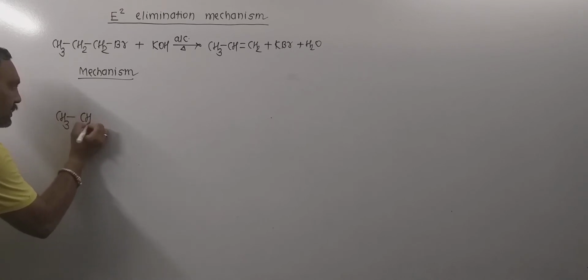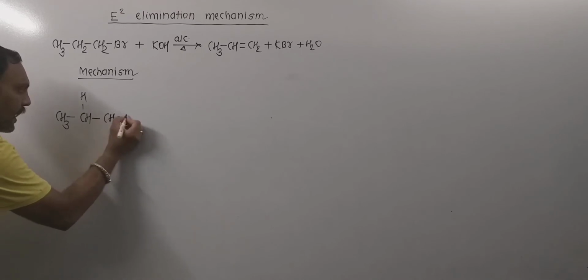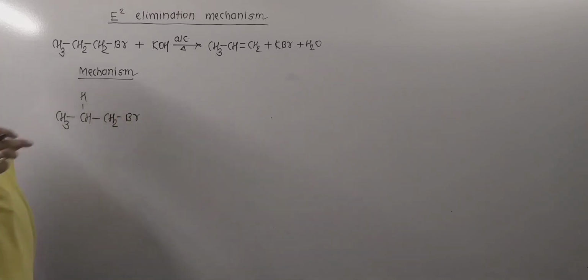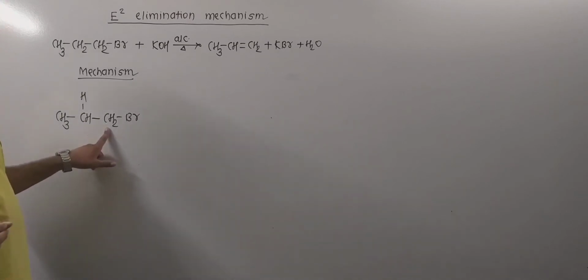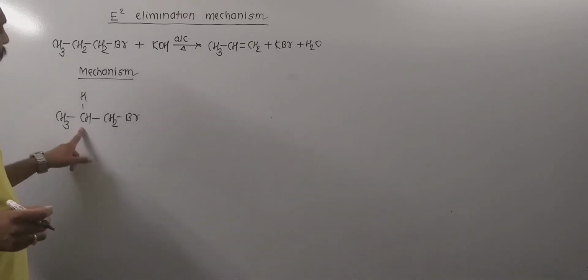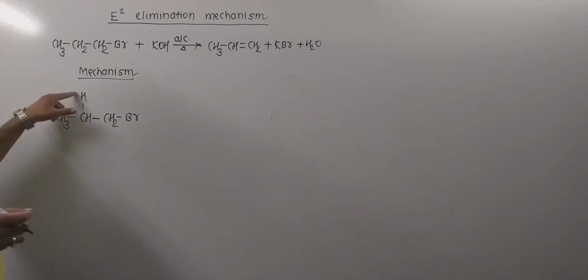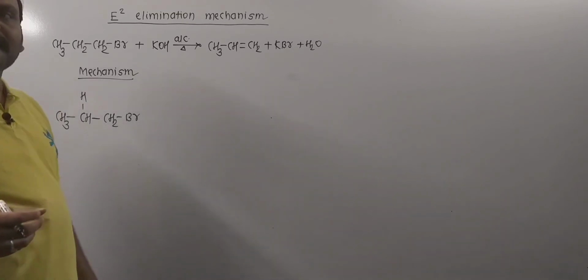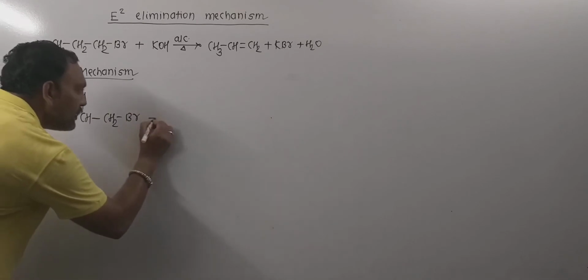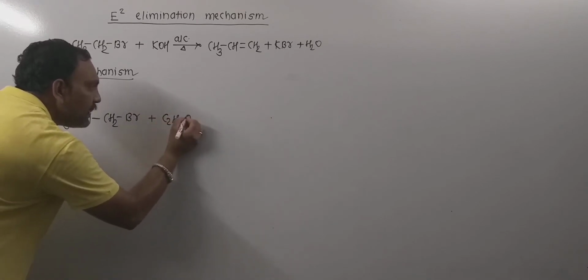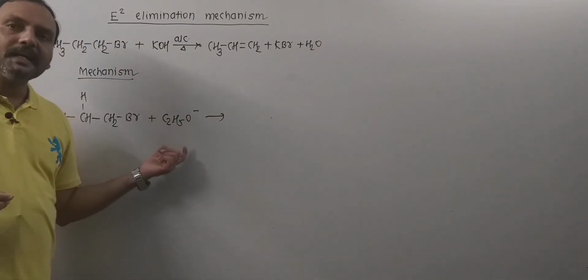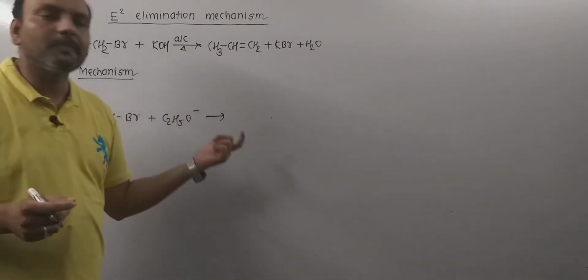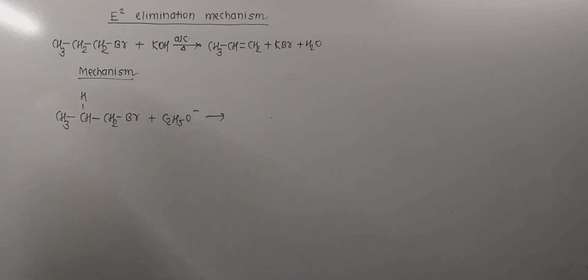So, this is propyl bromide which contains beta hydrogen, and remember, the carbon to which the halogen is attached is said to be alpha, and the carbon adjacent to alpha is known as beta, and this hydrogen is attached to the beta carbon, that's why it is beta hydrogen. Now, the base in this reaction, remember, the nucleophile is ready to remove hydrogen in the form of H+, that's why we are terming this as a base.